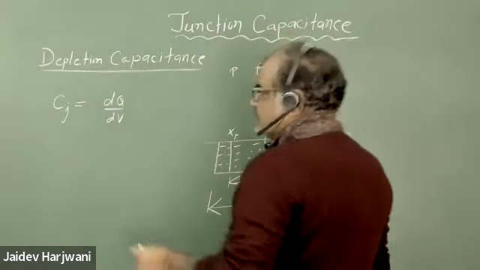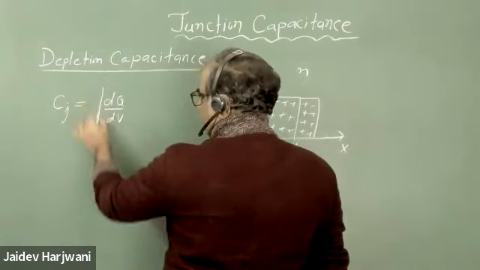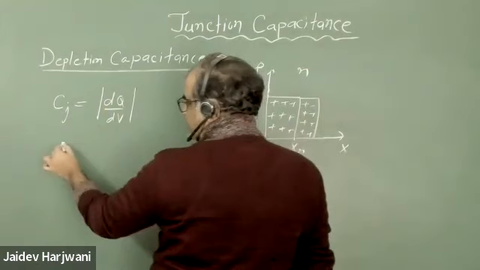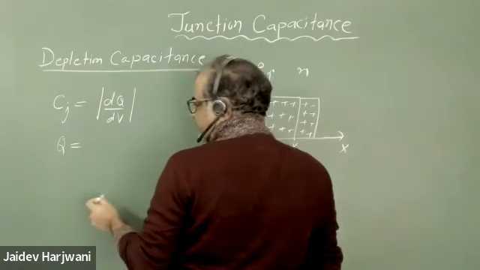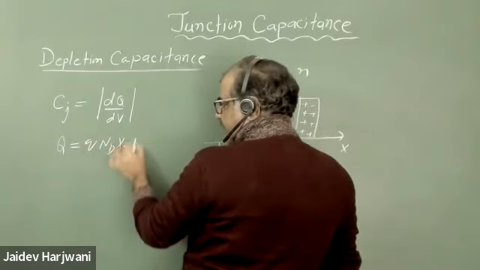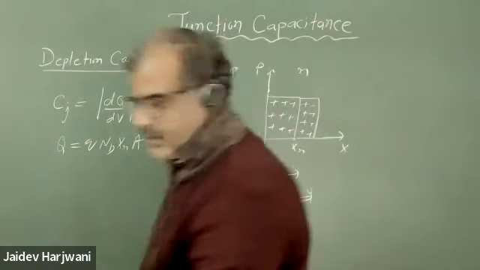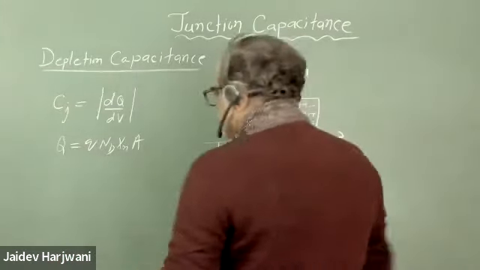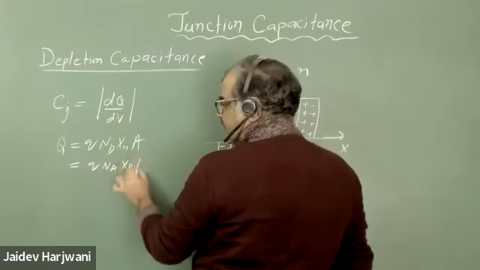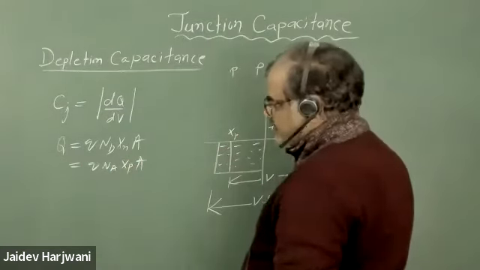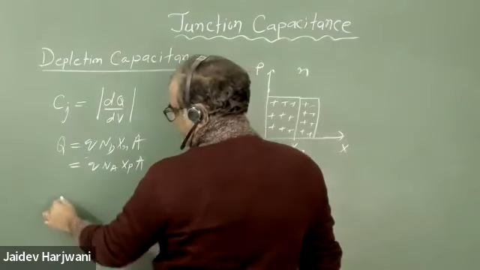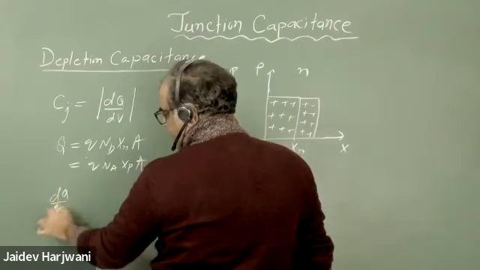Now this Cj is given by mod of dq by dv. I know what the charge is; we have seen it several times. Charge is q Nd xn A, and you can also write charge as q Na xp A. You can use any expression of charge and differentiate. I am using the first one. If I take this charge, I say dq by dv.